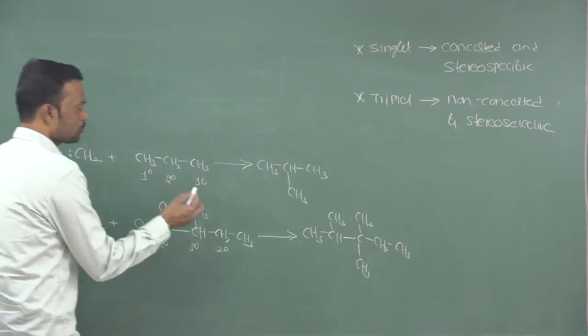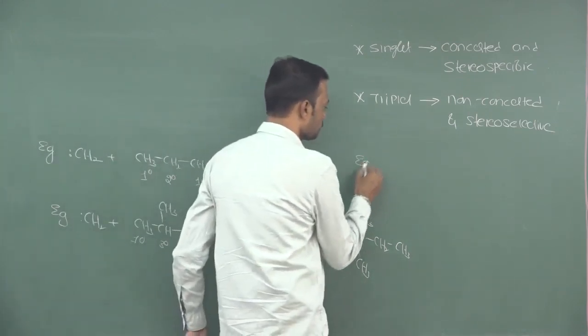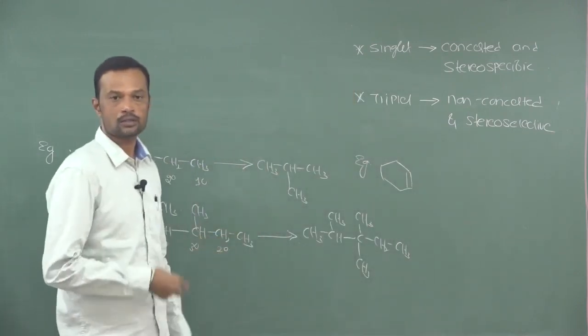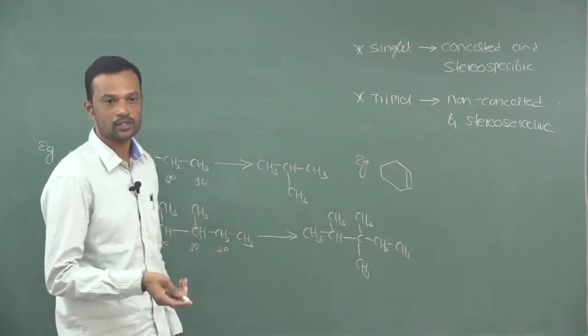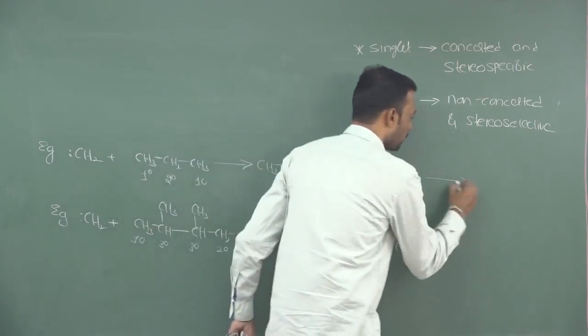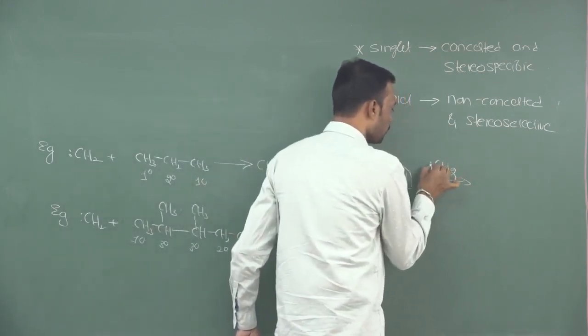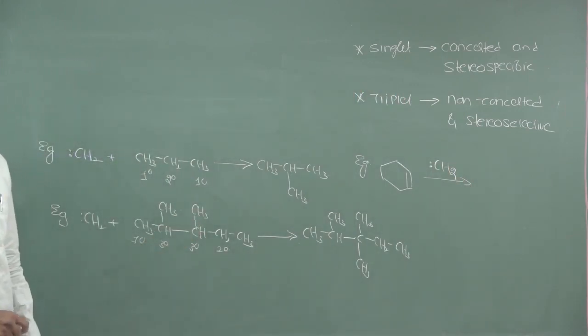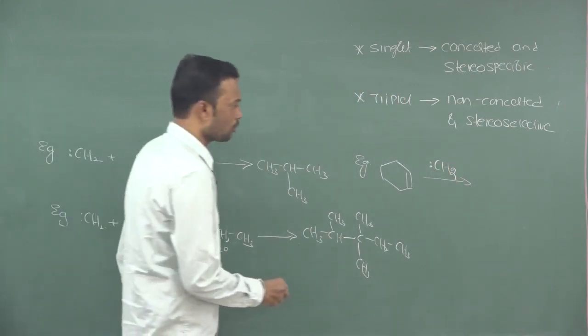Now, will you give the answer for this? Suppose I give cyclopropene, cyclobutene, cyclopentene, and now I have given cyclohexene. Now if I want to introduce this carbon, where should I introduce it? I want to make an insertion reaction. Where should I insert?